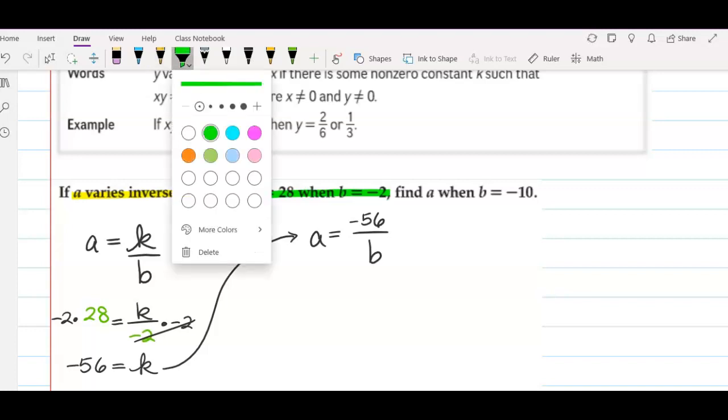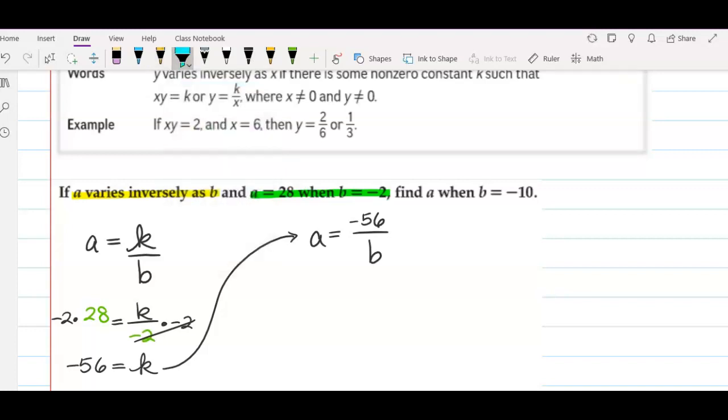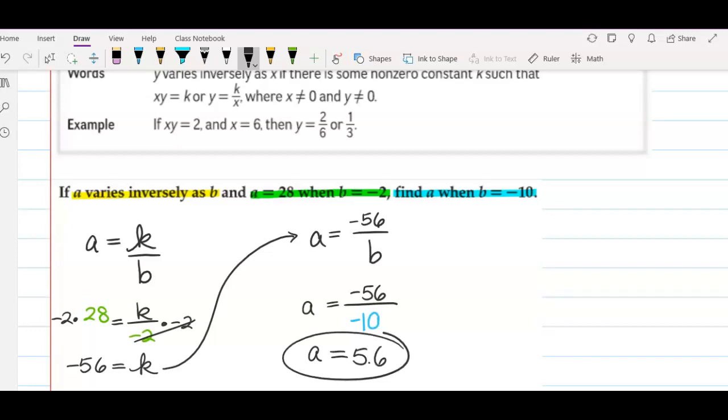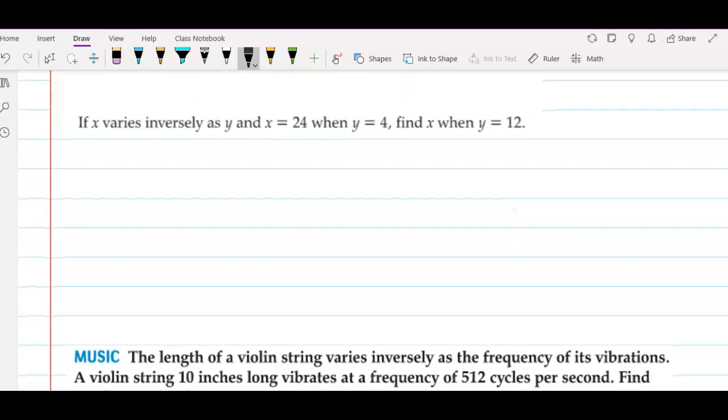All right, and finally, we want to find A when B is negative 10. What that means is I'm going to put a negative 10 for B and solve. A is 5.6. Go ahead and pause the video and try this next example.